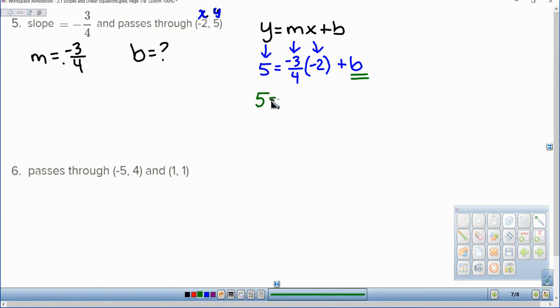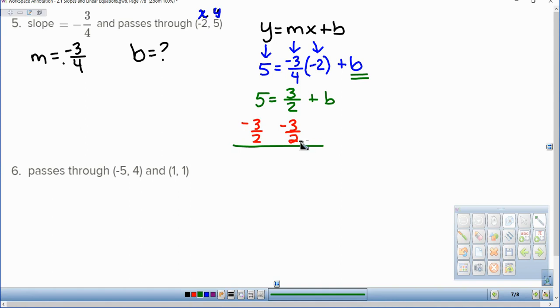So we simplify this negative 3/4 times negative 2, which if you multiply the numerators here, you're going to get a positive 6 over a 4, which reduces to be 3 halves. Now, imagine that it just said this, 3 plus b. How would I get b by itself? I would subtract 3 from both sides, but it actually says 3 halves. You just do the same thing. You're going to subtract 3 halves from both sides.